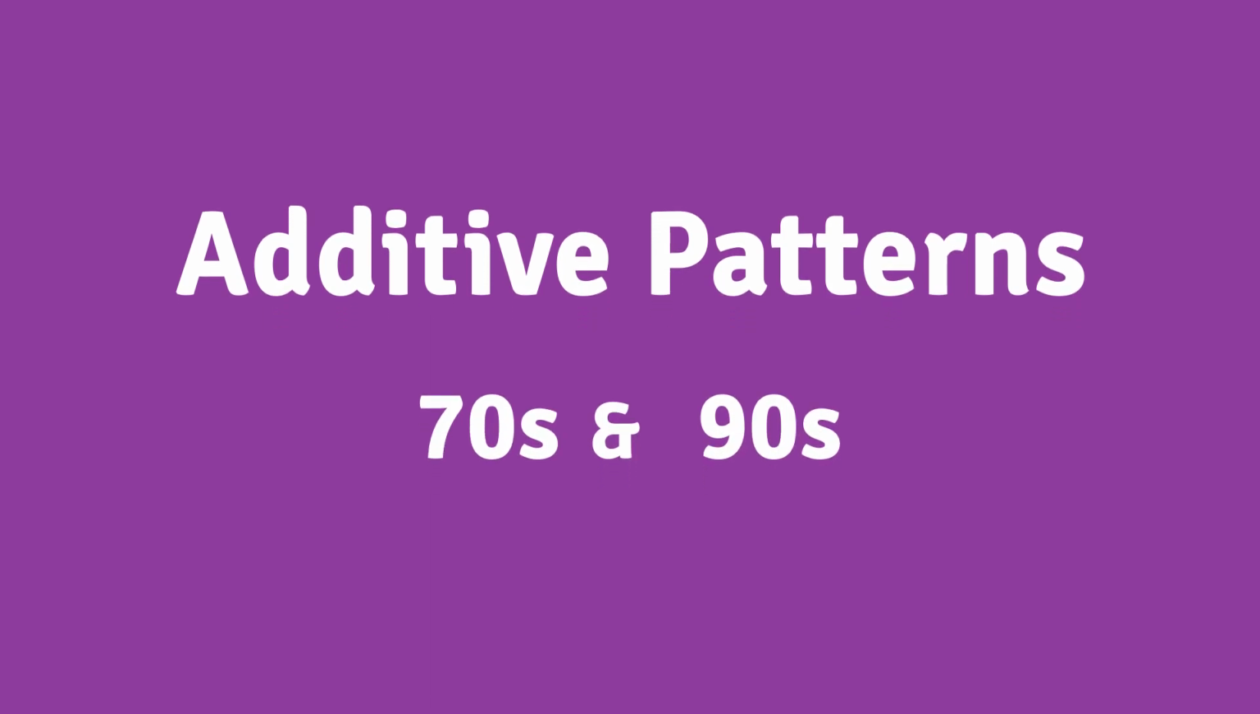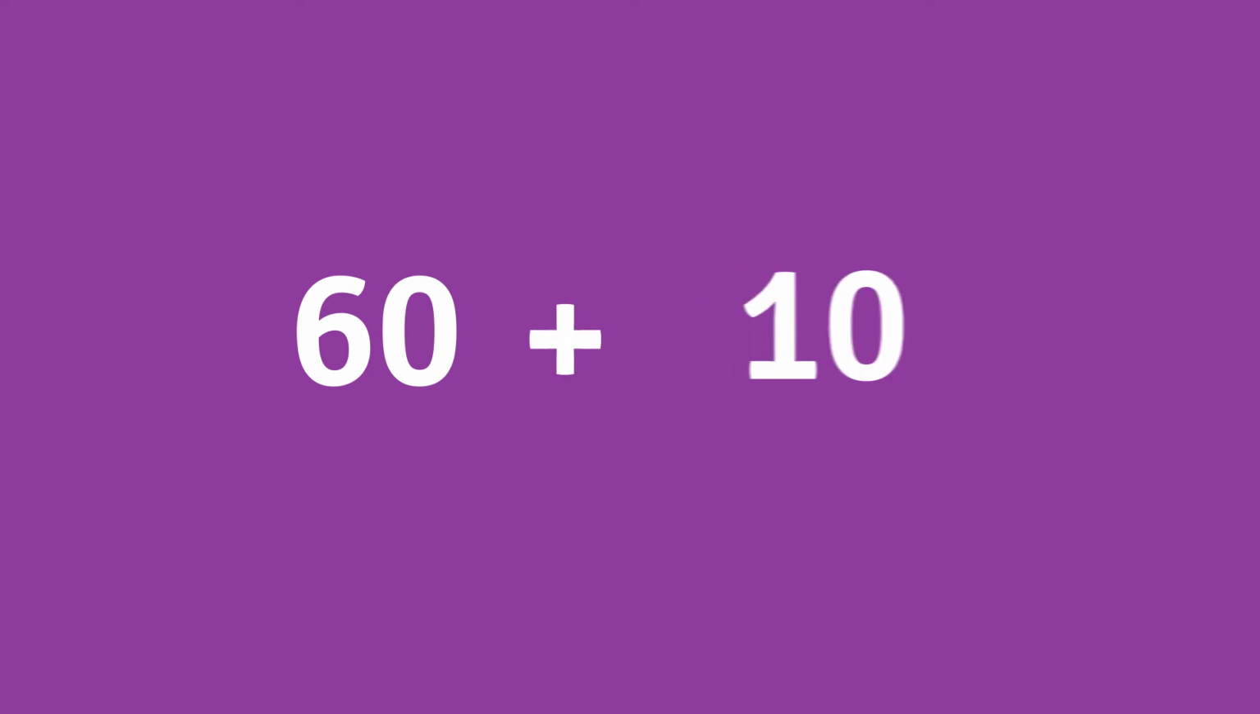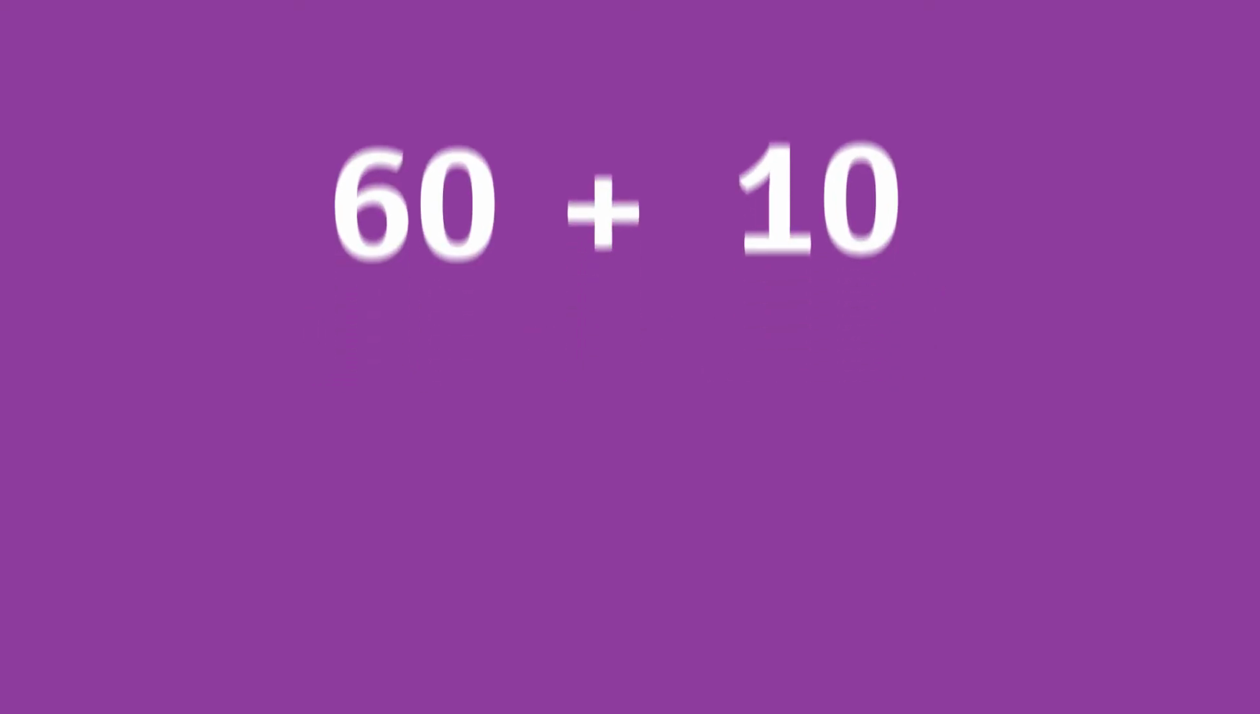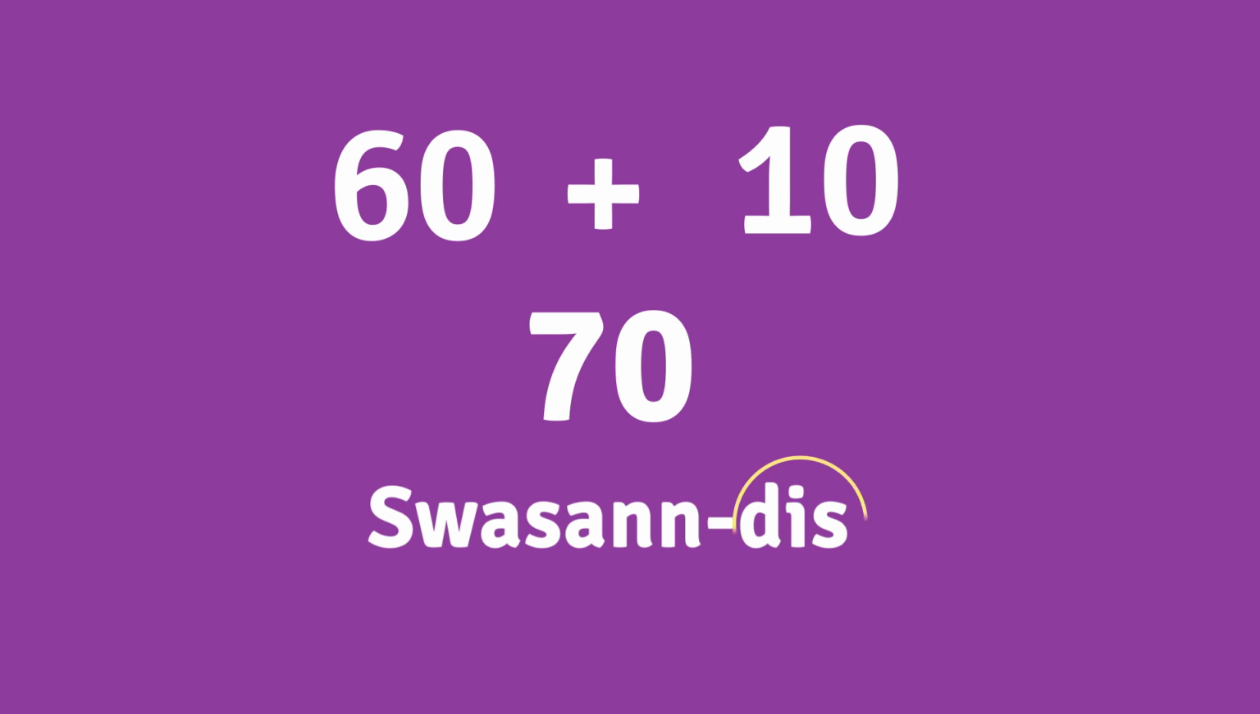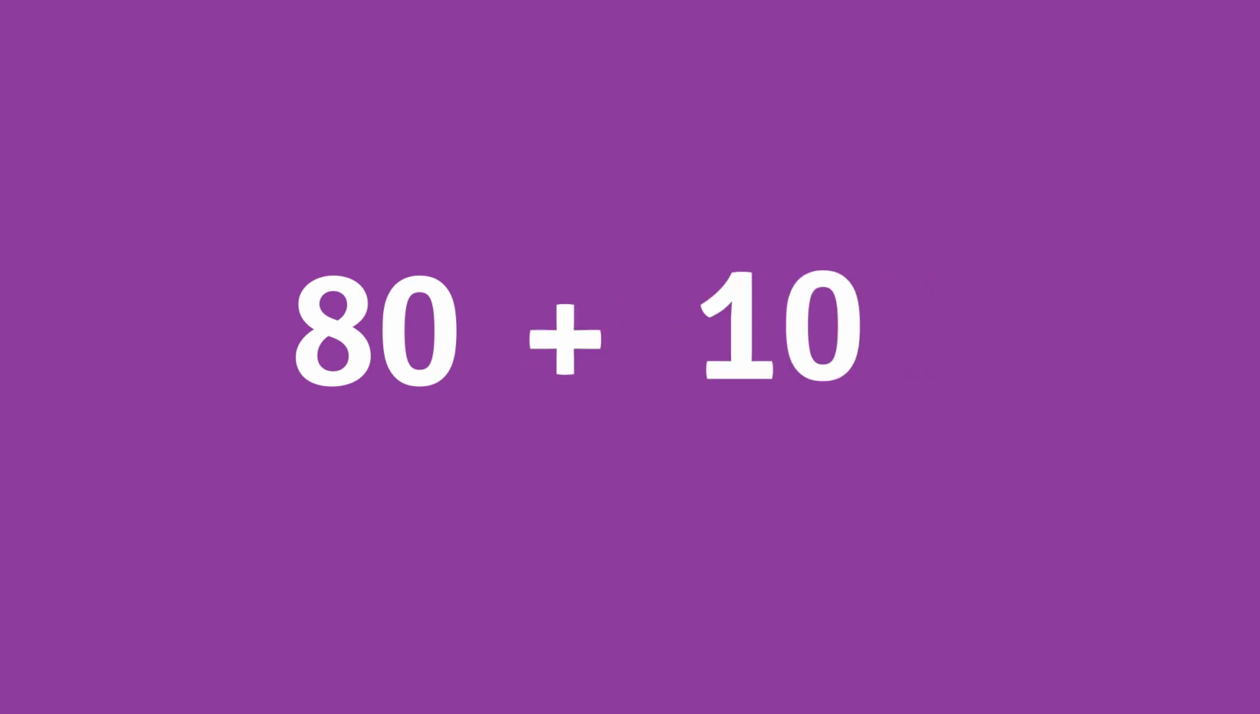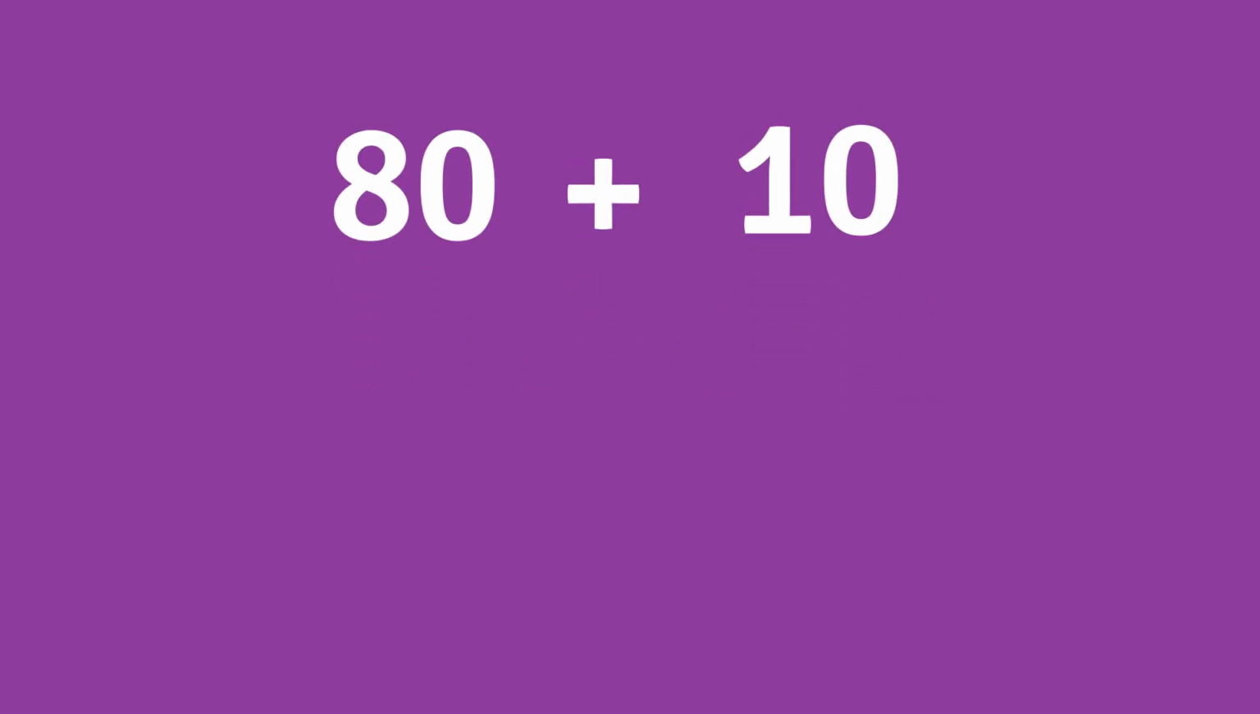which brings us to the additive patterns of the 70s and 90s. All you have to do is add to the previous number set by starting with plus 10, and then continuing with plus 11, plus 12, and so on. For example, to say 70 in Haitian Creole, that would be 60 and 10 combined, which gives you 70. To say 90, that would be 80 and 10 combined, which gives you 90.